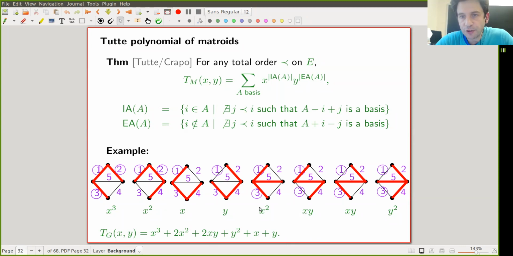This expression is very miraculous because the contribution of each individual basis is going to depend on the total order, because these sets here depend on the total order that I put on E. But the theorem says that when you sum over all bases, then the result does not depend on this total order. It's equal to the Tutte polynomial.